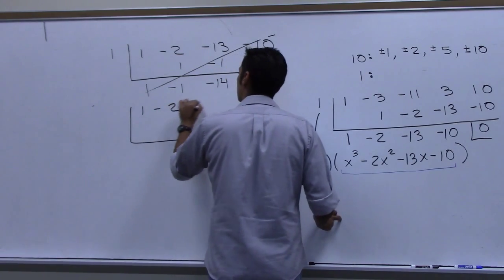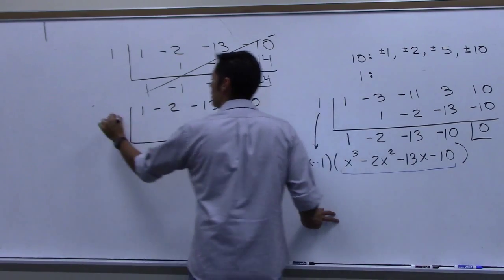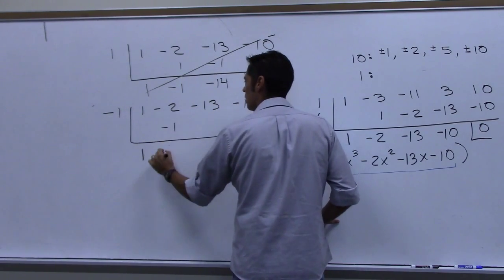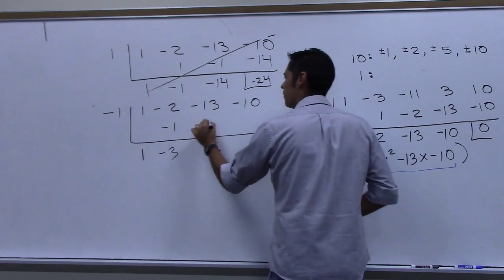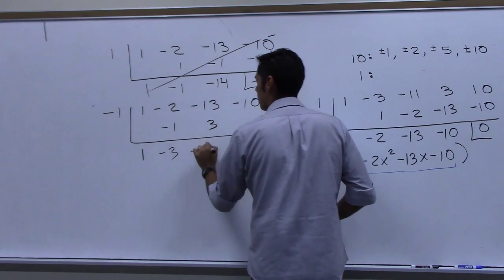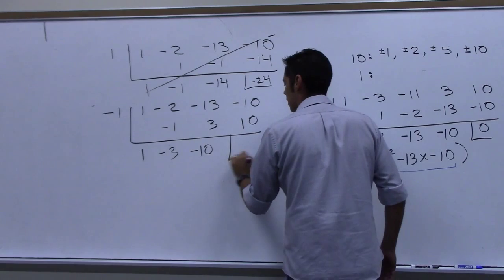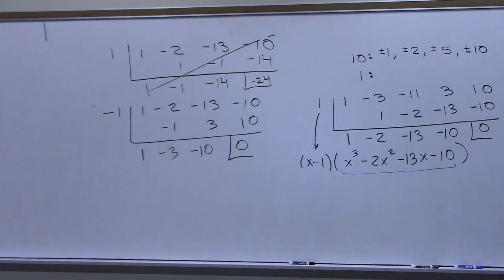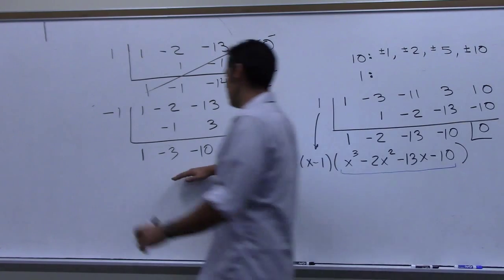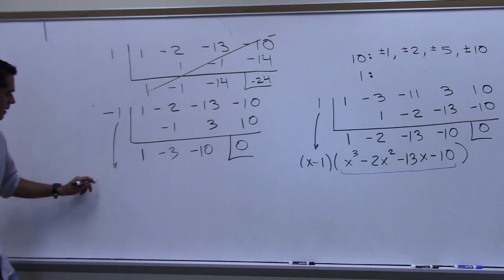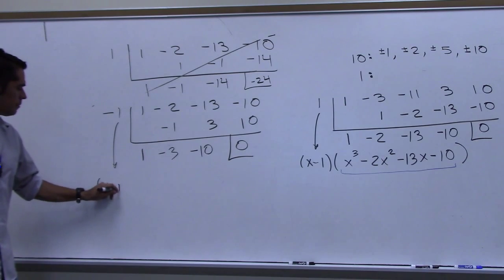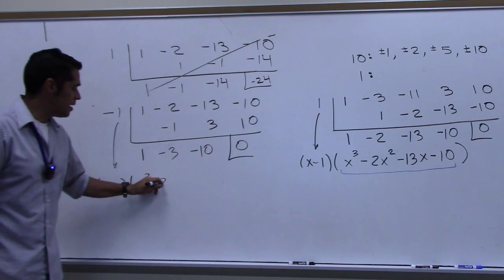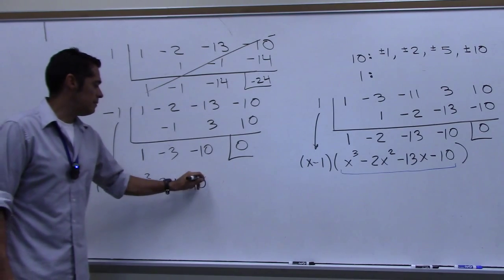1, negative 2, negative 13, negative 10, and I'm using negative 1. Let's see, 1 comes down, negative 1, negative 3, 3, negative 10. Yes, there we go. 10 and 0. So what does this tell us? We have x plus 1, x squared minus 3x minus 10.